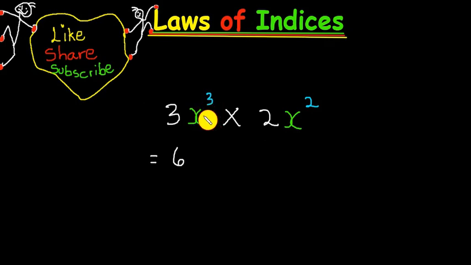Vladimir, what is the base here? The base is x. Good. And what is the base here? It is also x. Good. So since the bases are the same, I just simply keep the base and I add their powers. So we have 3 plus 2, and this will give us 6x to the fifth power. Very, very easy. So we will take that off.